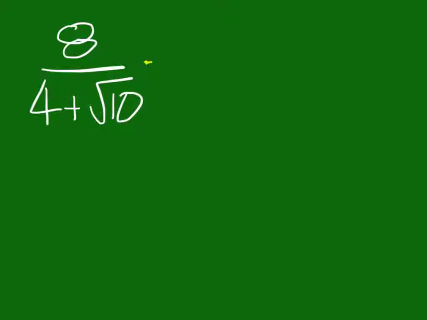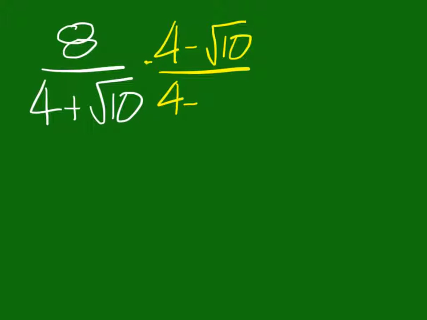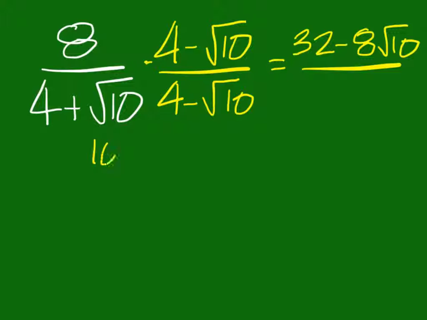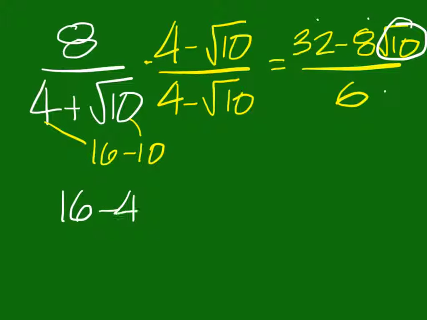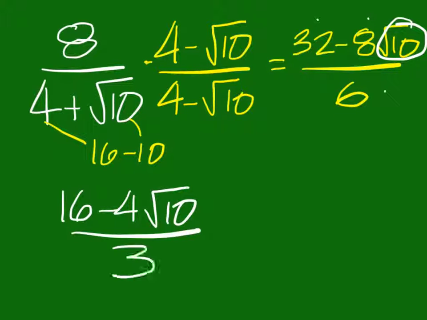For the practice problem, you have to multiply the top and the bottom by 4 minus the square root of 10. And when you do that, you get 32 minus 8 square root of 10 over 16 minus 10, which is 6. Remember, that comes from this squared and this squared. Subtract them. Square root of 10 cannot be simplified, but you can get a number out of 32, 8, and 6. Divide them all by 2 to get 16 minus 4 square root of 10 over 3.